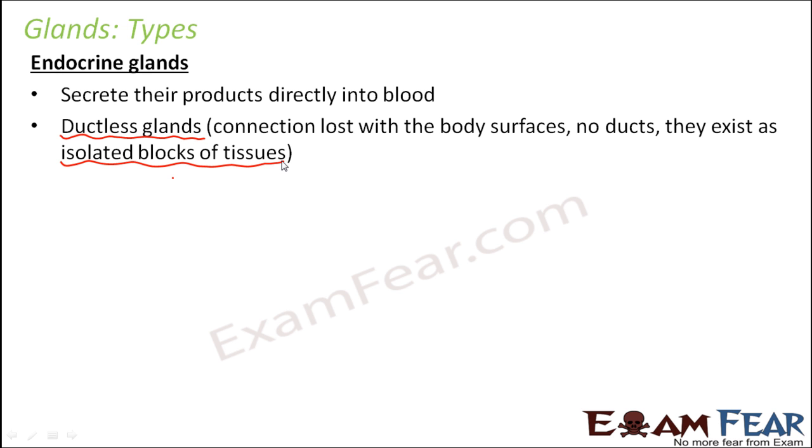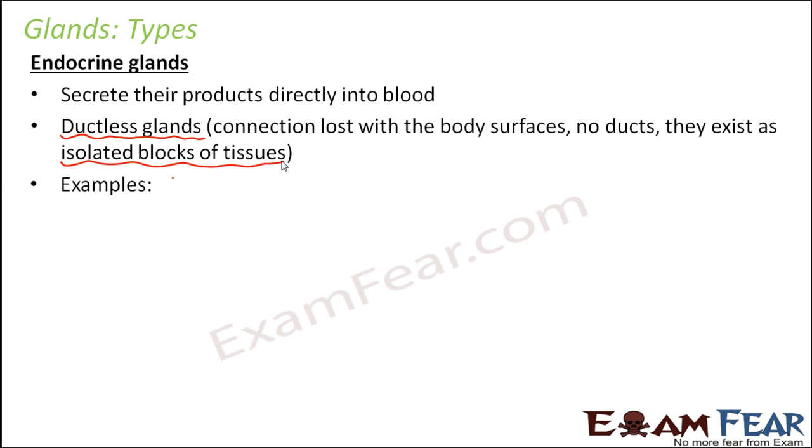Very simple, right? It is quite logical also, because one set of glands, the exocrine glands, want to secrete their products only on the body surfaces, or only on the apical surfaces. So for that, they need something which will connect them to the body surface. For that, they had ducts. But in this case, they can secrete their products into the blood, so they don't need ducts. That is why they are ductless glands. They do not have any ducts attached to them, so they are like an isolated bundle of tissues. So that is endocrine glands.